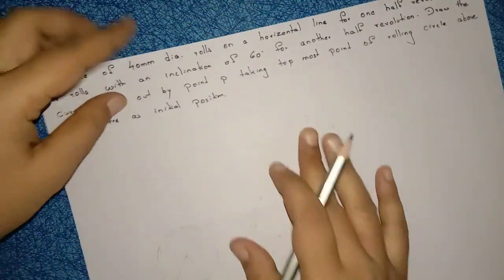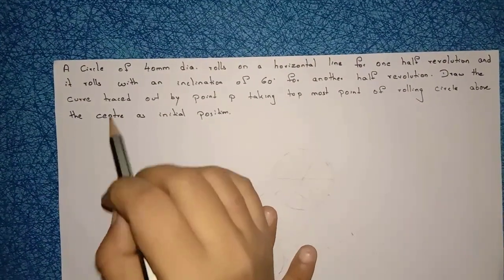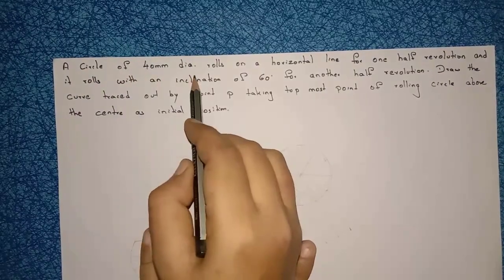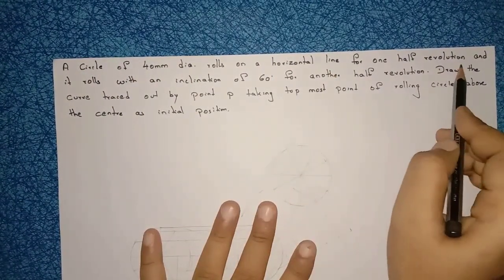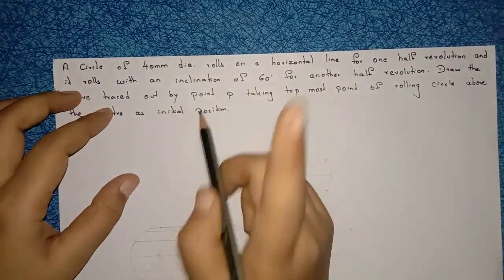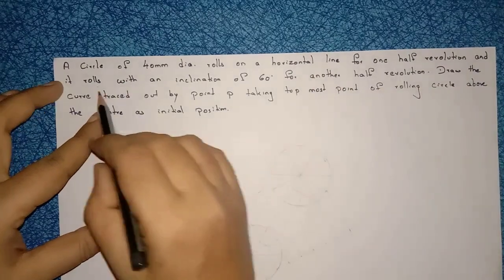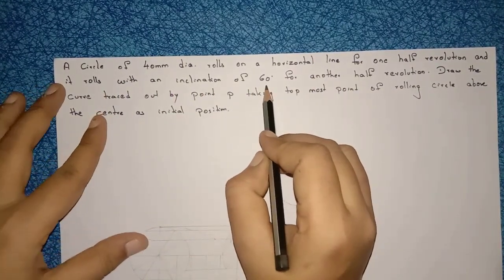So in the same manner we have one more problem, right? Let us see the last problem in cycloids. Let us read the question. A circle of 40 mm diameter rolls on a horizontal line for 1/2 revolution. The same thing. For 1/2 revolution, the circle is rolling on a straight line. And the remaining half revolution, it rolls with an inclination of 60 degrees.